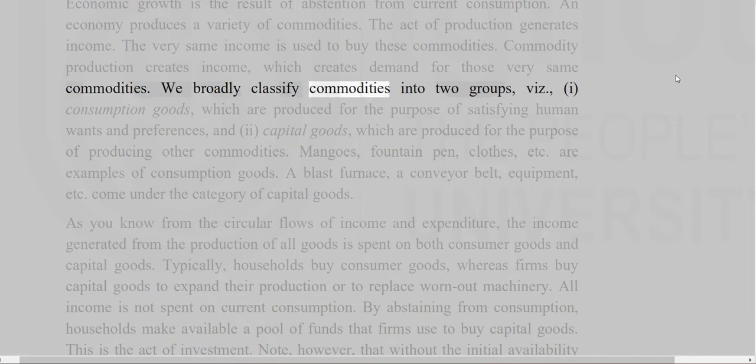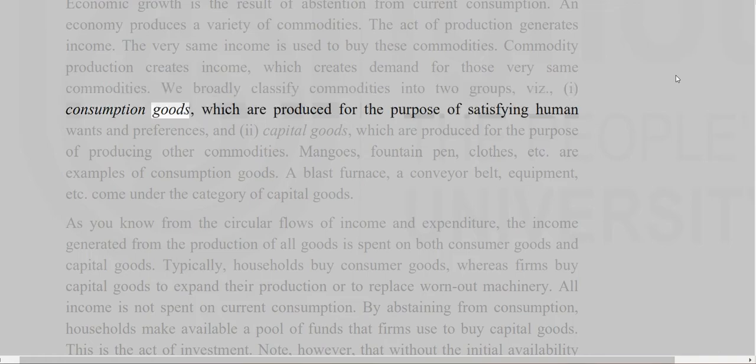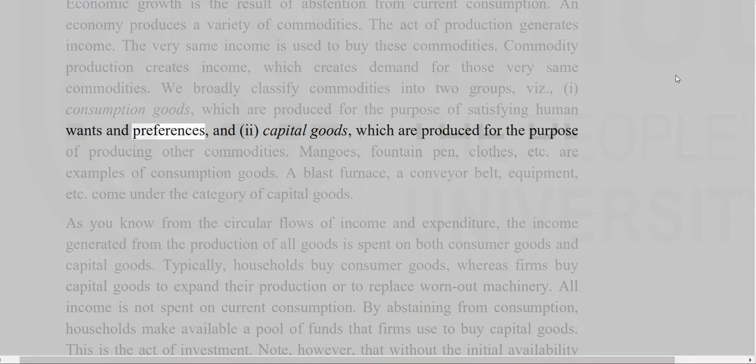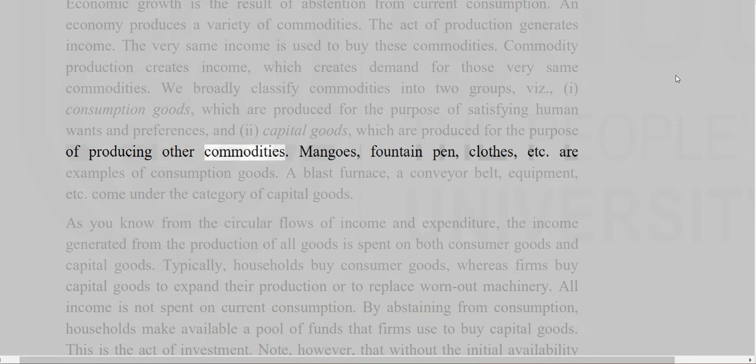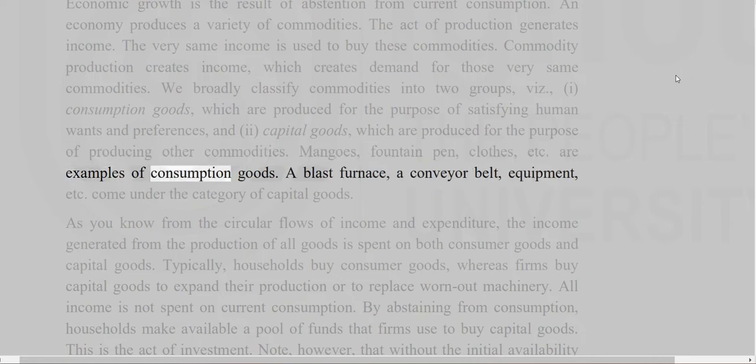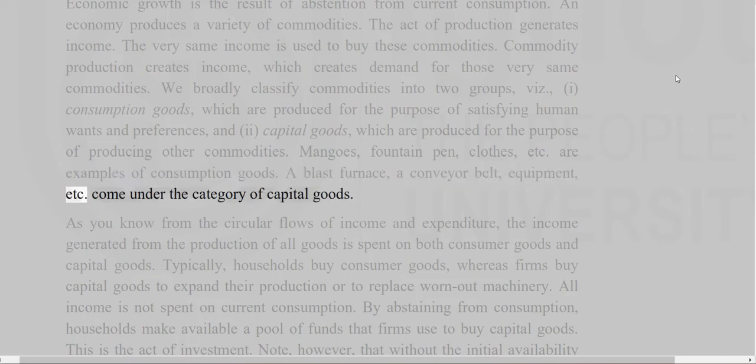We broadly classify commodities into two groups, viz., 1, consumption goods, which are produced for the purpose of satisfying human wants and preferences, and 2, capital goods, which are produced for the purpose of producing other commodities. Mangoes, fountain pens, clothes, etc. are examples of consumption goods. A blast furnace, a conveyor belt, equipment, etc. come under the category of capital goods.